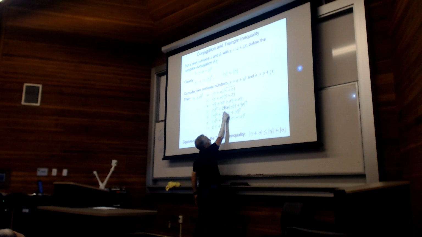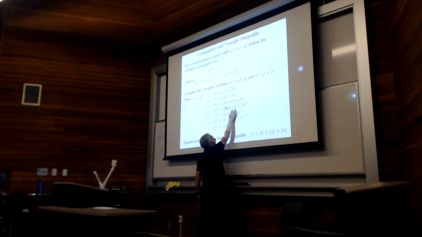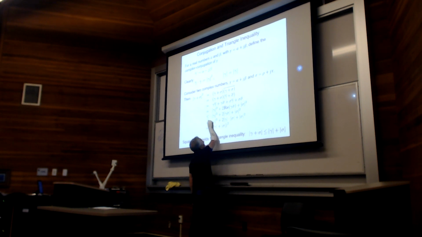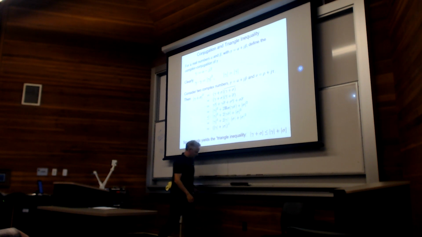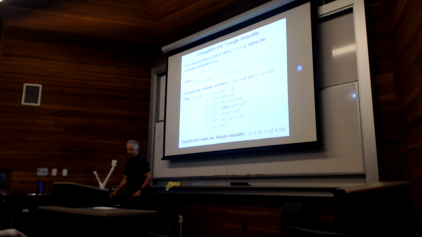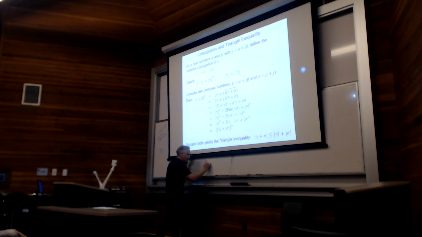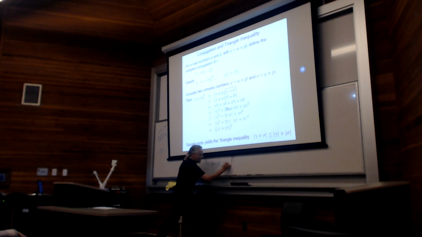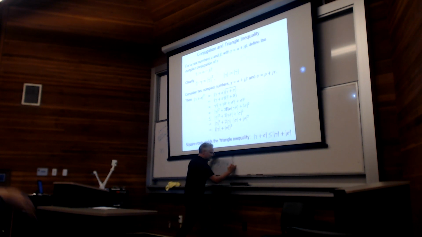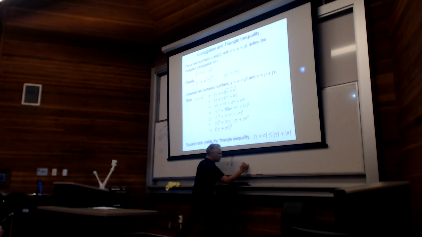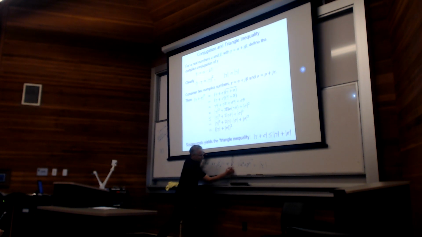Here all I'm doing is saying the real part of a complex number is always less than or equal to the magnitude. That makes sense, right? The real part of alpha plus j beta, which is alpha, is certainly less than the square root of alpha squared plus beta squared, which is the magnitude. This step's easy, right?